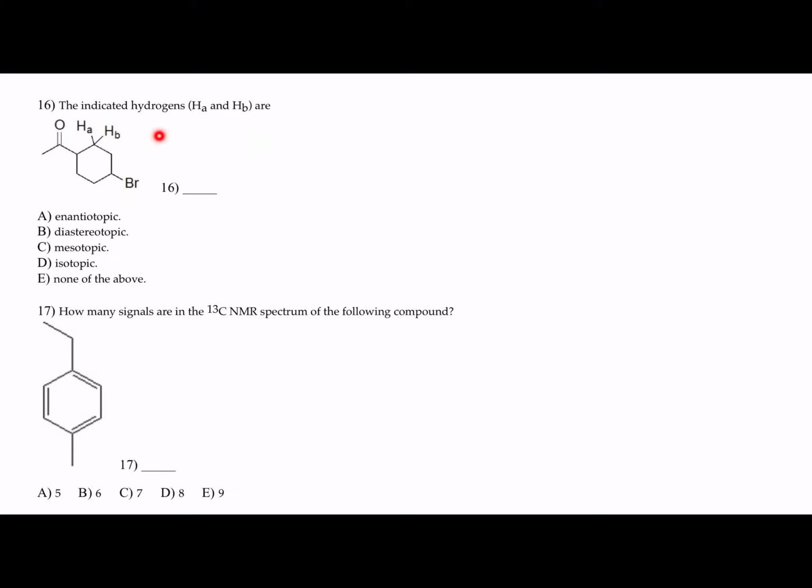so we can consider them as diastereotopic hydrogens. Now HA and HB over here, right, 2 hydrogens.